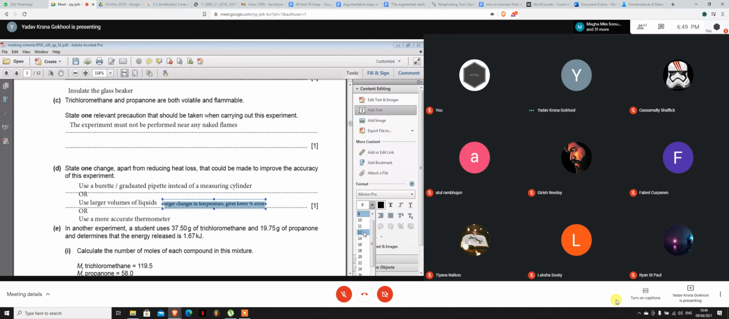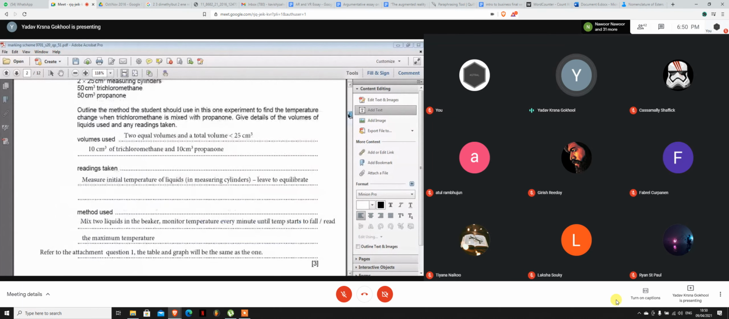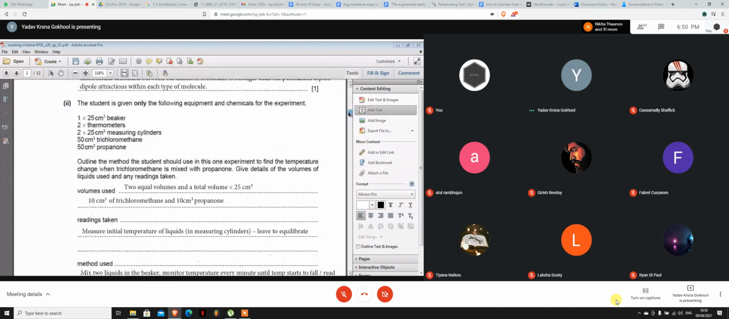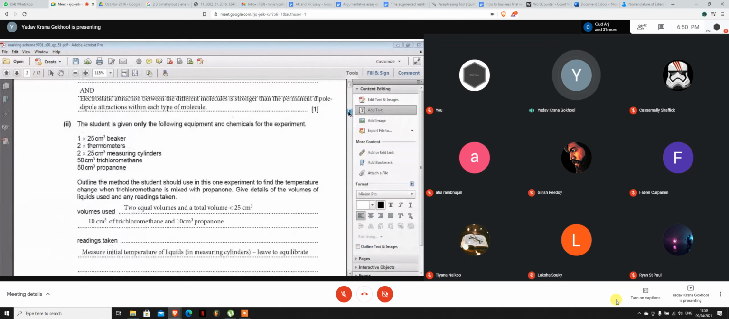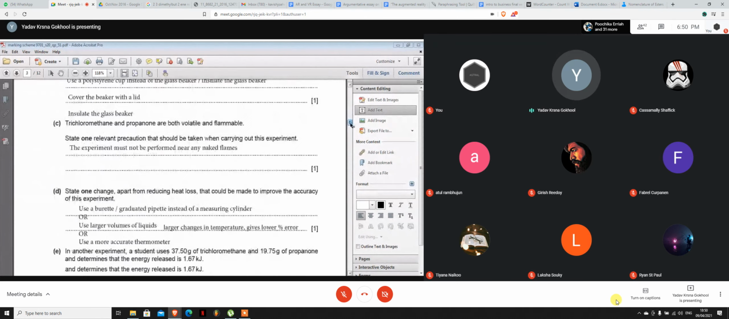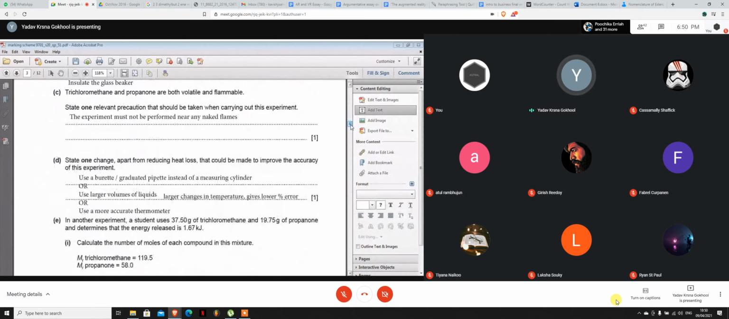We all know that percentage error is inversely proportional to reading. The larger the reading, the lower the percentage error. We use a more accurate thermometer. We have not been given the thermometer uncertainty, so we cannot talk about a 1 degree Celsius thermometer or 0.5. So it's better just to write down, use a more accurate thermometer.